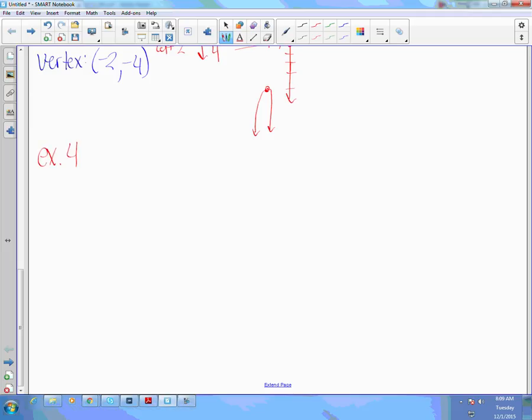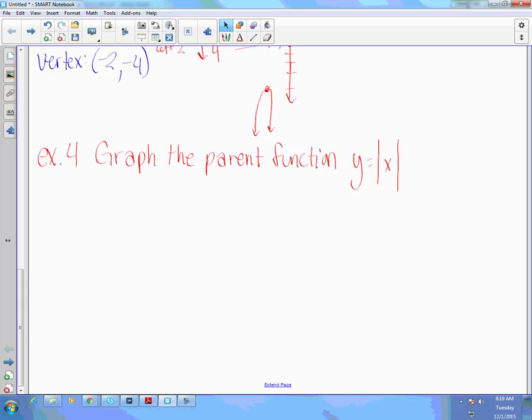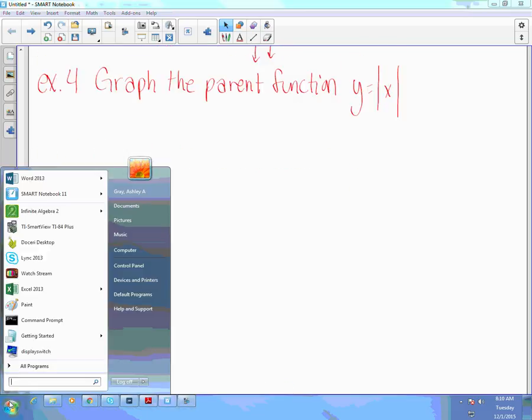Okay, example 4. We're going to graph the parent function. The parent function is the most basic absolute value function with no extra details. So it's just y equals absolute value of x. Make sure you put long bars on the absolute value so you don't get confused and think it's 1x. Okay, here's what we need to calculate. If you have your calculator, open it up please. Everyone should have picked one up by now.